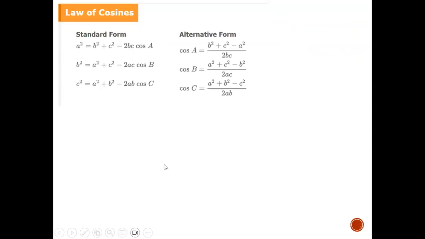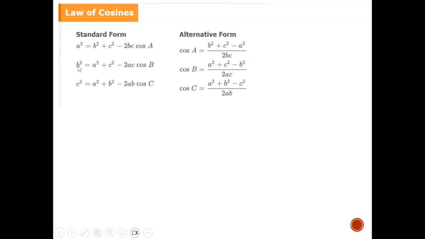Now we're done with 6.1. Now comes 6.2. This is the law of cosines. This is the standard form. For example, to solve for side A, A squared equals B squared plus C squared minus 2BC times cosine of A. If you notice the pattern, if we're looking for side A, the other sides are going to be B and C, but the angle will be A.